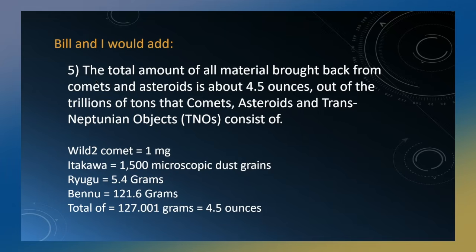The Wild-2 comet, spelled Wild-2, 1 milligram. Itokawa, 1,500 microscopic dust grains. Ryugu, 4.5 grams. Bennu, 121.6 grams. Mostly because they almost sank the Bennu OSIRIS-REx probe into the surface of Bennu because it was such a loosely held together rock pile. They almost wasted a $1 billion mission. And so it completely filled up its little sample pod. So a total of 4.5 ounces.